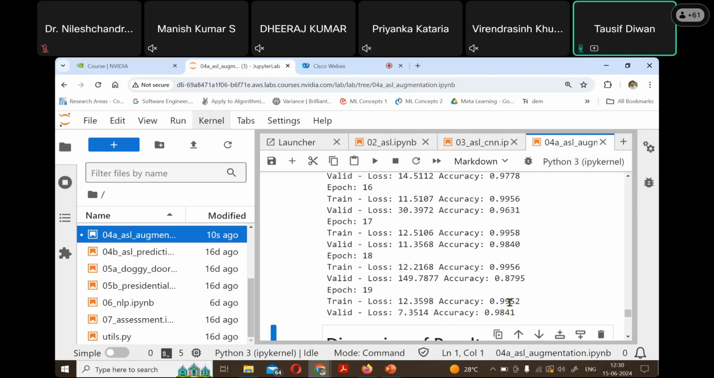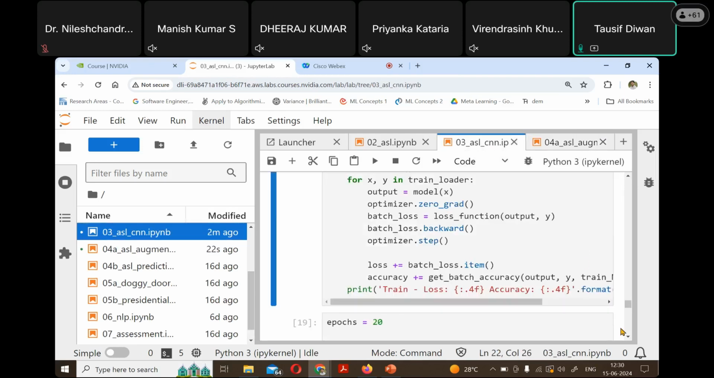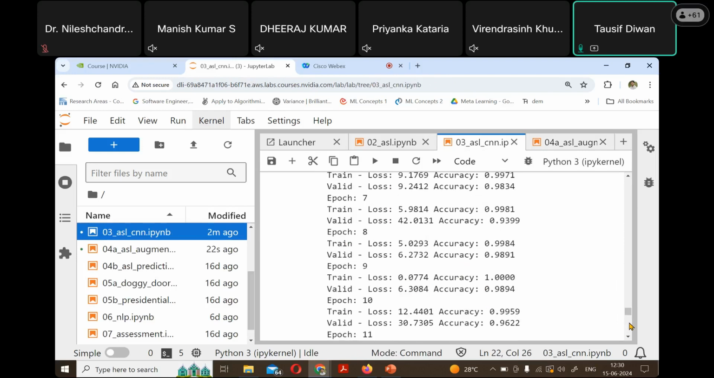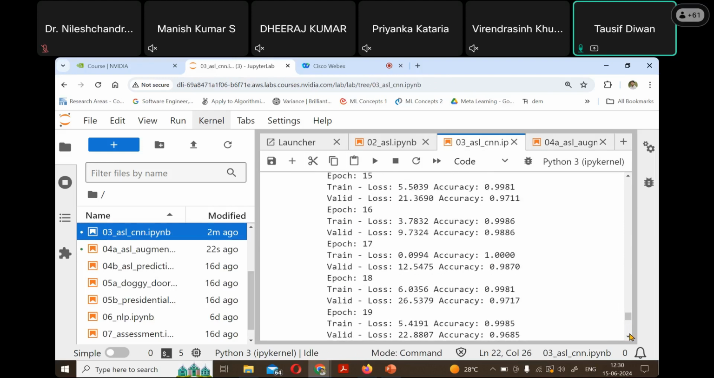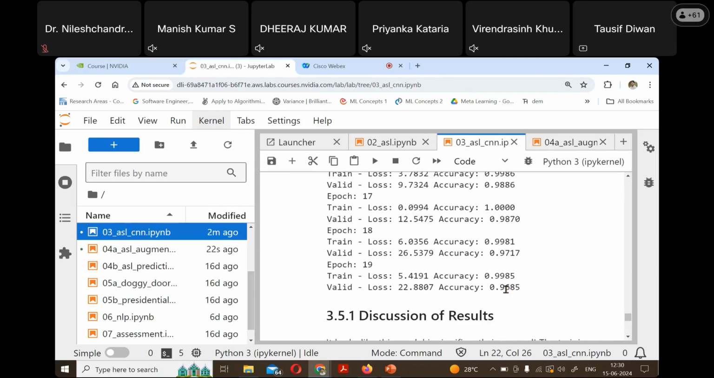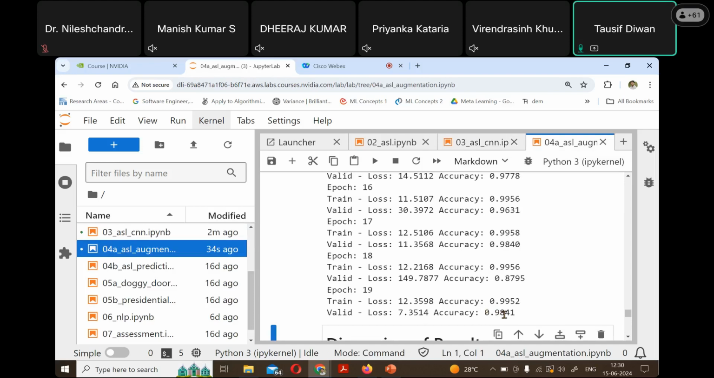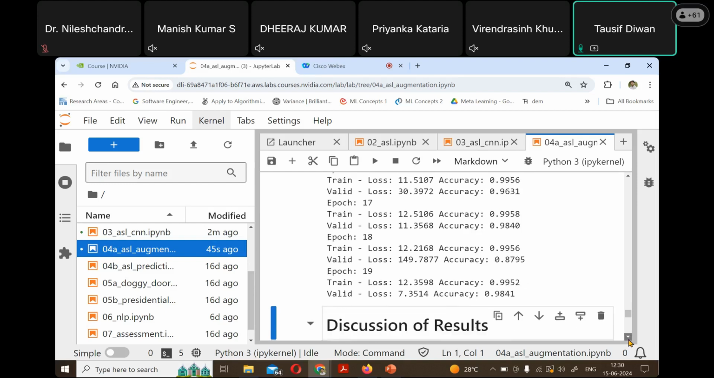So this time it is 99% and 98.41%. What is the result in the previous case? In the previous case, validation accuracy was 96.85%. This time validation accuracy is 98.41%. Ultimately, we want the validation accuracy to be as close to the training accuracy as possible. We introduced augmentation, so the model is performing well on the validation data. This is the ultimate aim.